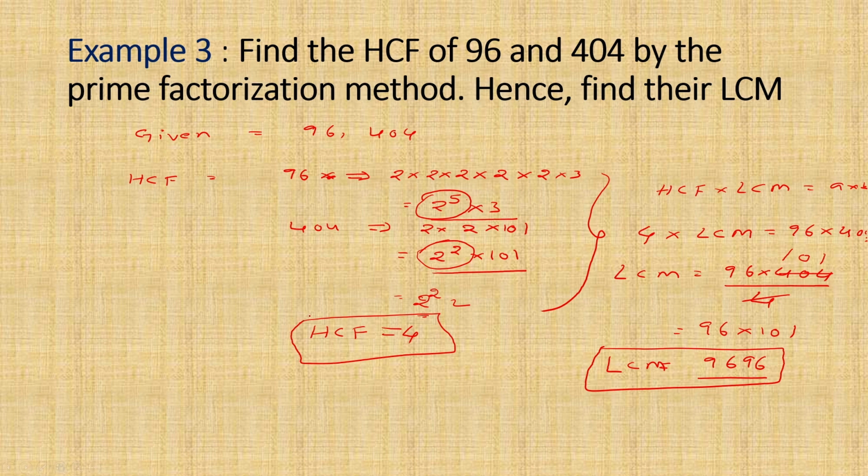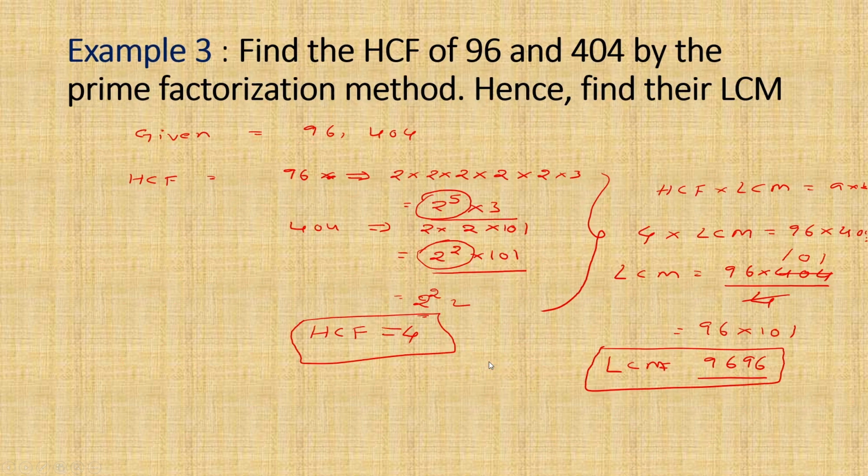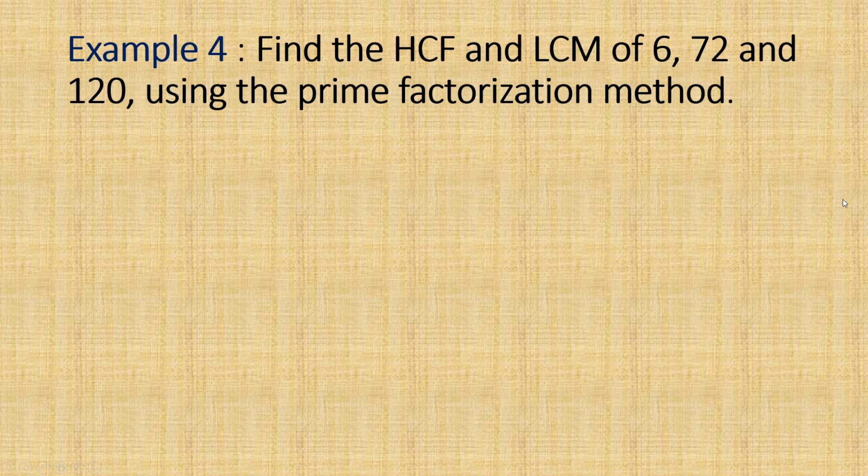So for any two positive numbers, the formula written here is HCF into LCM is equal to A into B. Here we have given the proof also for this. So if two numbers are given, then we can simply write HCF into LCM is equal to the product of the numbers. Next we will see example 4.